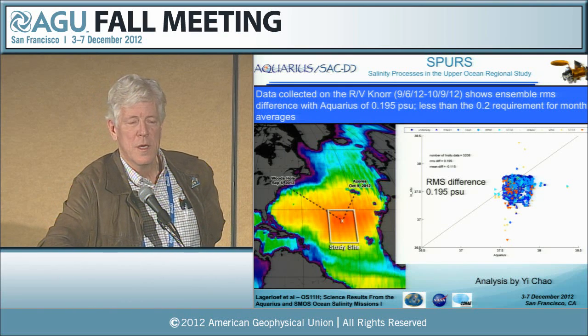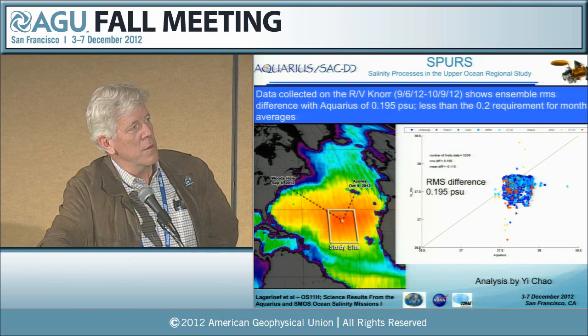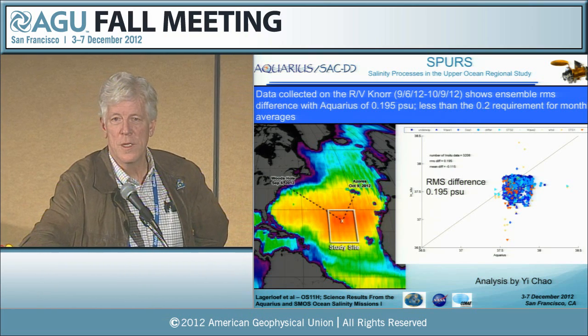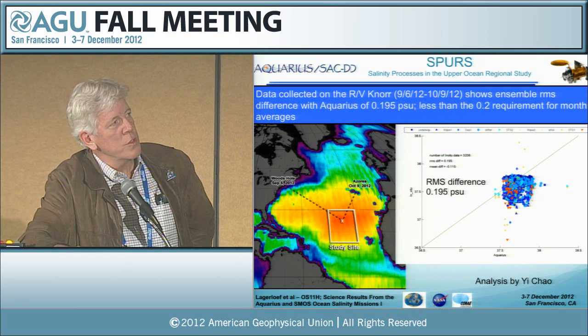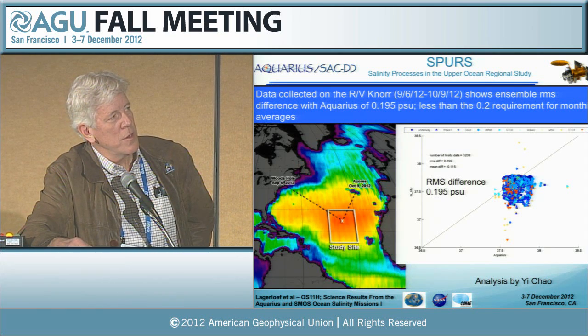Now, one last thing I want to show you here is we have this requirement of 0.2 PSU accuracy on a monthly averaging and 150 kilometer averaging timescale. Well, the best comparison point we have for something like this is the data from the recently completed SPURS cruise. This is an ensemble of Aquarius retrievals versus in situ retrievals, plotted as you see clustered here.